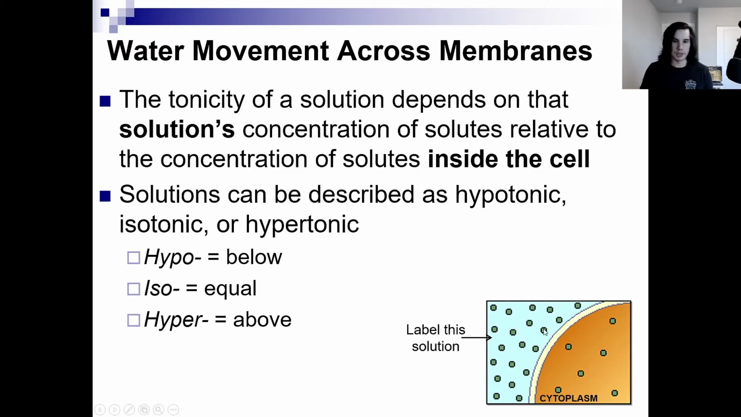So here's a solution here. We'll say that this teal area is the solution, and then the green dots are solute. And so you actually have a higher density of solute outside of the cell than inside of the cell. So we would label this hypertonic.